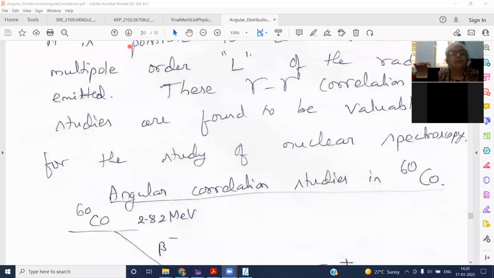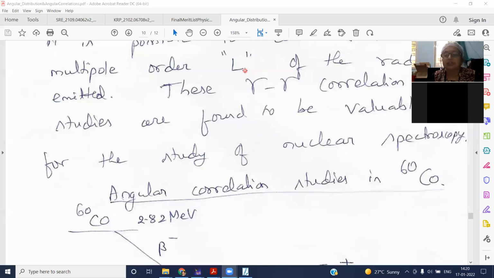All right. So what I'm saying is, when you have gamma-gamma correlation, you can determine the multipole order L, because there is an angular distribution. There is a distribution at different angles. What you count as gamma rays, that number is different. So that is a signature of the L value of the gamma ray. So this is helpful in determining the nuclear energy levels.